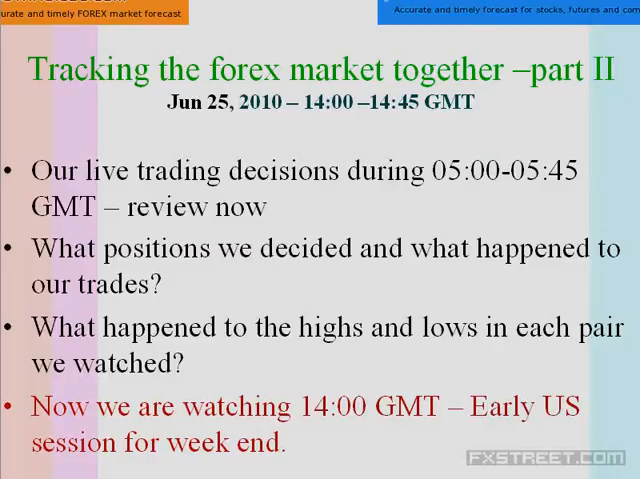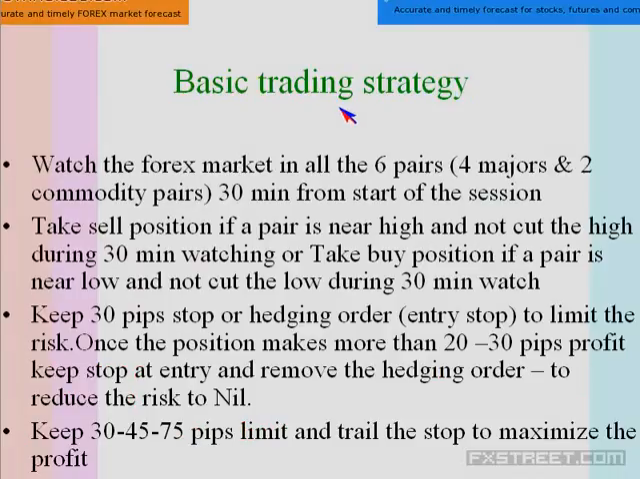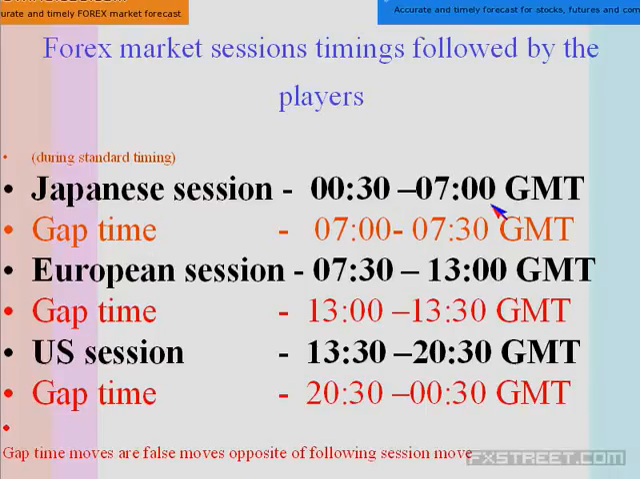Before that, let me explain to you how to take the trading decision. We have to first of all understand the market timing. 0030 to 07 GMT is the Japanese session. 7 to 7:30 GMT is the gap time. Then the European session starts by 7:30 GMT and ends by 13 GMT. Then 13 to 13:30 GMT is the gap time before the start of the US session. The US session starts by 13:30 GMT. It ends by 20:30 GMT.